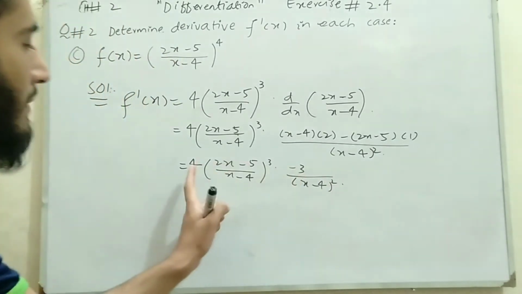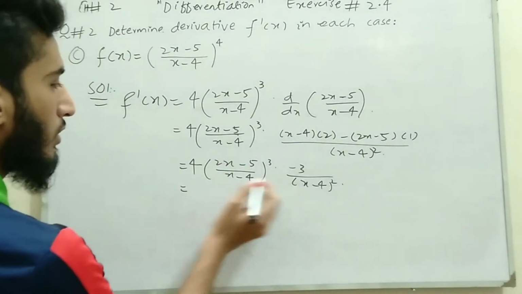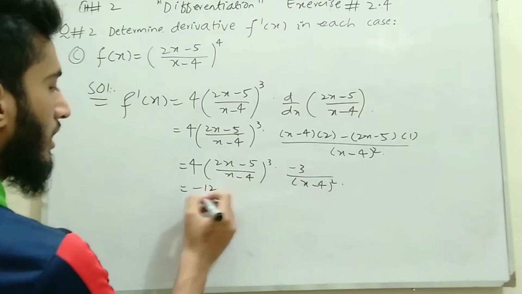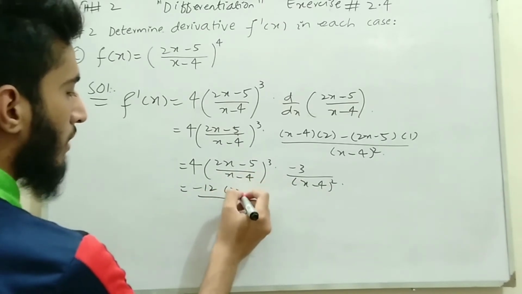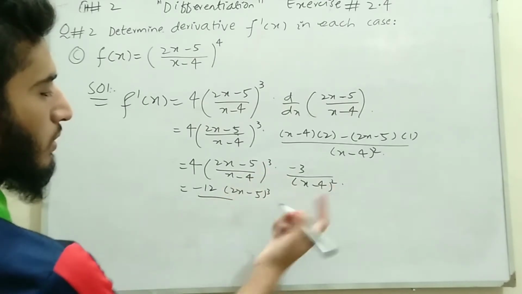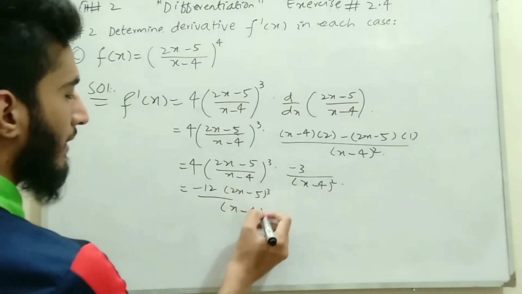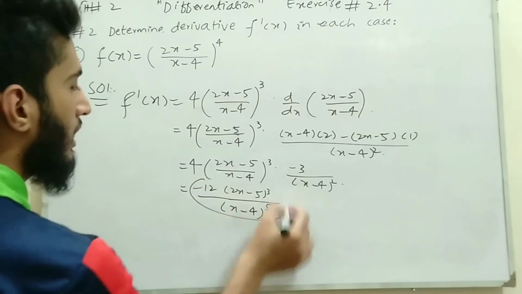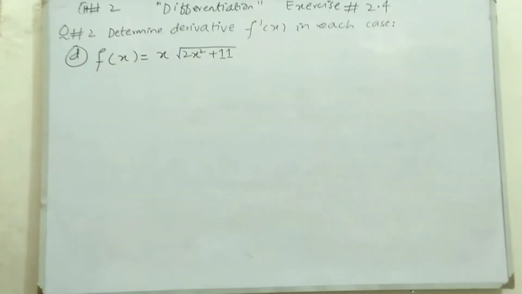Now after this, 3 will multiply with 4, it will give us minus 12, 2x minus 5 whole cube, and in the denominator we are left with x minus 4 whole cube times x minus 4 whole square, which gives us x minus 4 whole raised to the power 5. This is the required derivative. Now move to part number D.